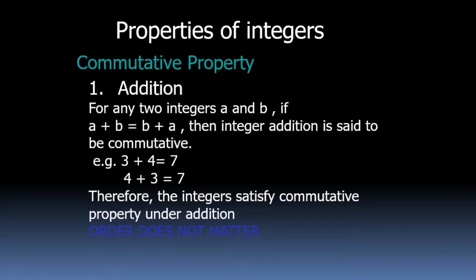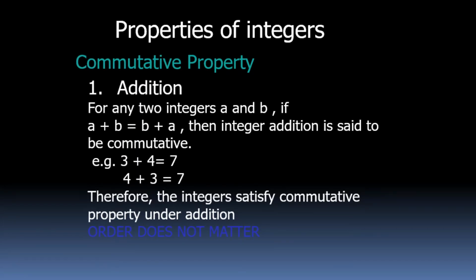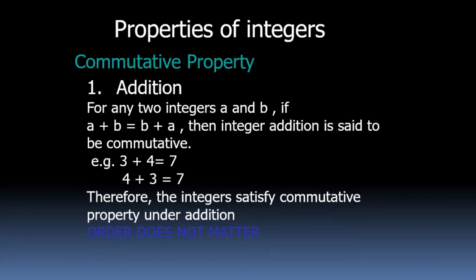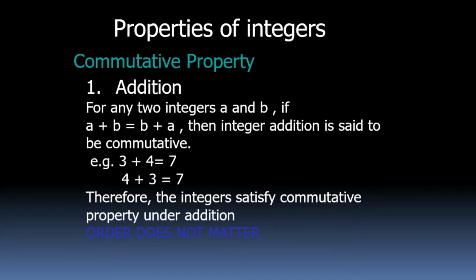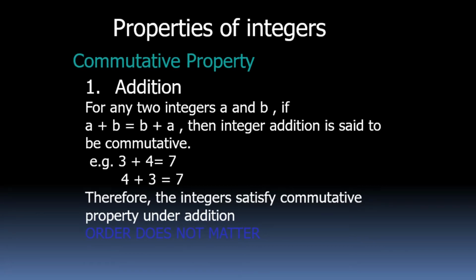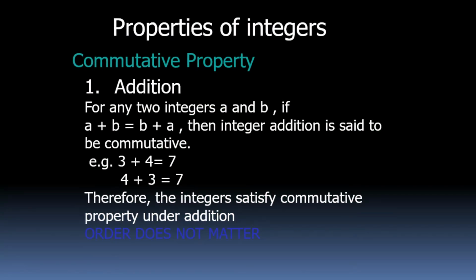If we take any two integers a and b, if I'm adding a to b or adding b to a, the integer addition is said to be commutative. As you can see, the example written is 3 plus 4, which is equal to 7. If I add 4 plus 3, meaning 3 added to 4 or 4 added to 3, both ways the answer remains the same. Therefore, integers satisfy the commutative property under addition. What I have written in the last is that order does not matter. In whatever order we add, the answer remains the same.